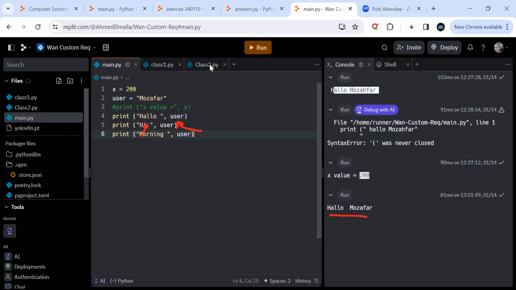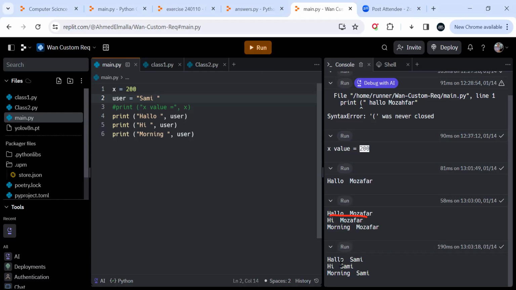And those 3 lines are all using whatever is inside user. So can you imagine now if I print like that? Do you see how many lines we are able to use whatever is inside the variable user, right? So if I change here the user, I change his name, and then the 3 lines print exactly whatever is inside user.